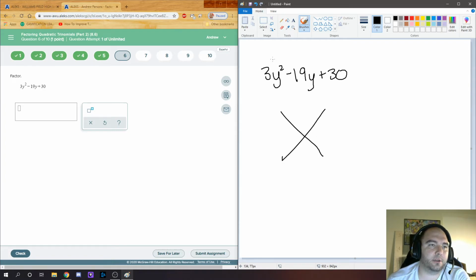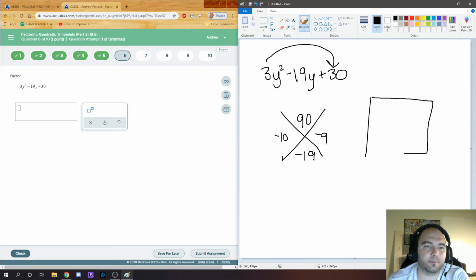So here we go. We're going to do 3 times 30. That's a 90. Pretty big number on this one. And adds up to negative 19. Negative 10 times negative 9. It may take you some searching to figure that one out, but it's possible. You might have to guess and check. Use your calculator, so on and so forth.